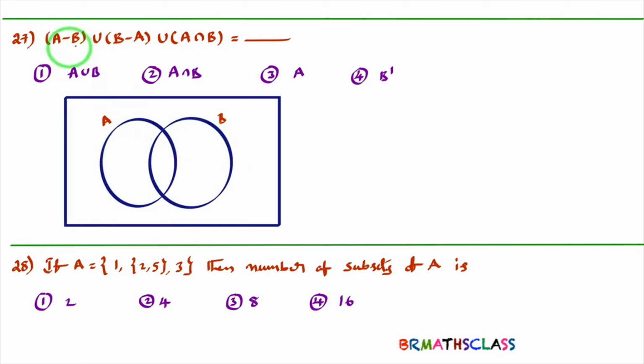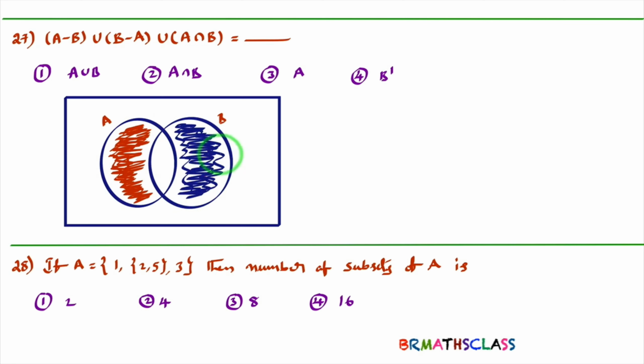So here A minus B. Where is the part A minus B in this diagram? See, this part is A minus B. Where is the part B minus A? See, this part. Only B. We learned this in synopsis. What is B minus A? This full part is B minus A.